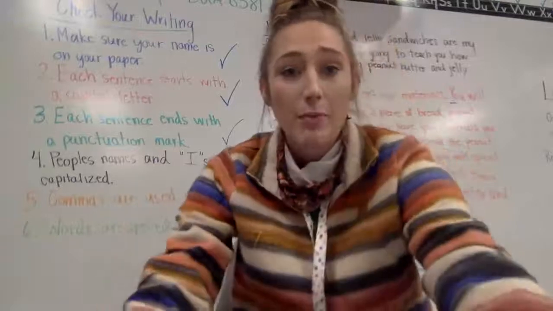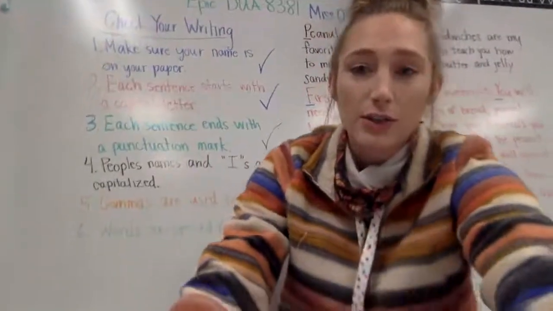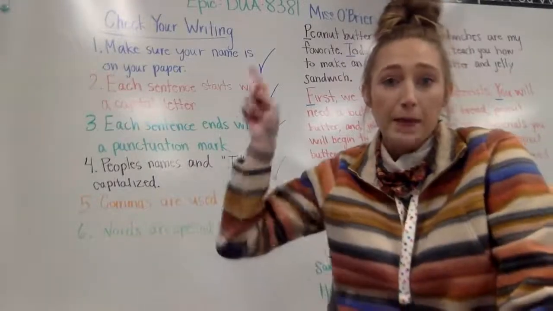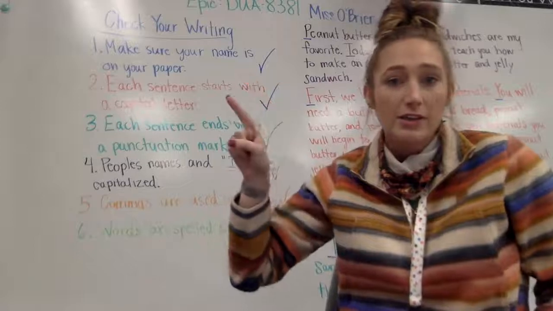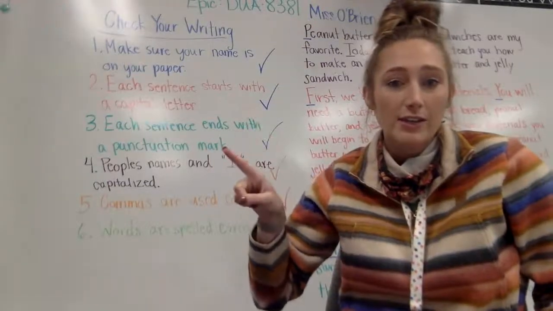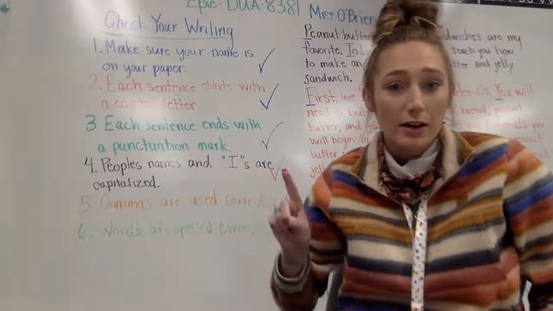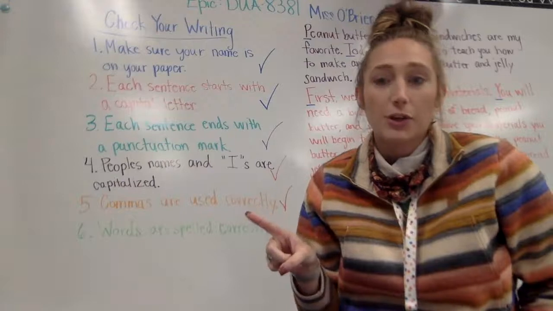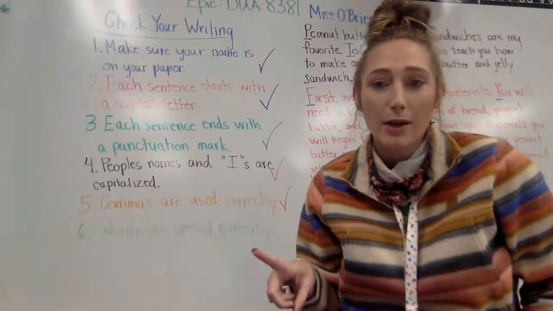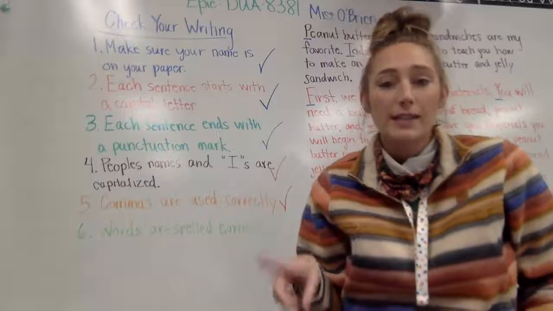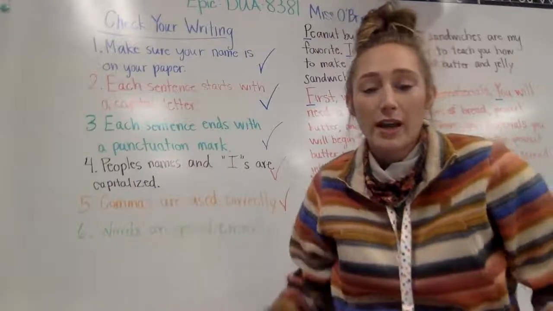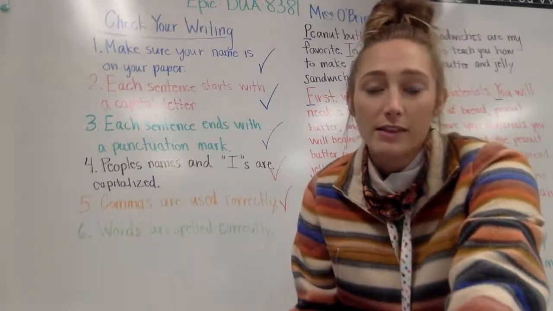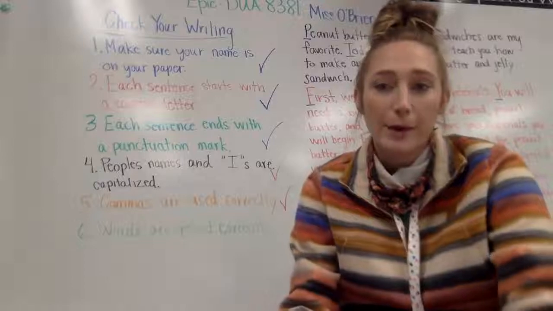So for today, you're going to keep on revising, and you are going to check your writing just like I did. You need to check all 6 of these things. Make sure your name is on your paper. Each sentence starts with a capital letter. Each sentence ends with a punctuation mark. People's names and I's are capitalized. Commas are used correctly, and words are spelled correctly. So now you need to take time looking at your entire story, your introduction, body, and conclusion, and check off all of these things to revise your paper.